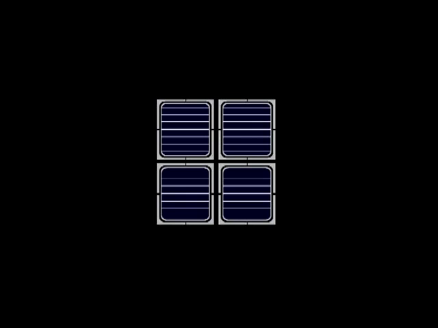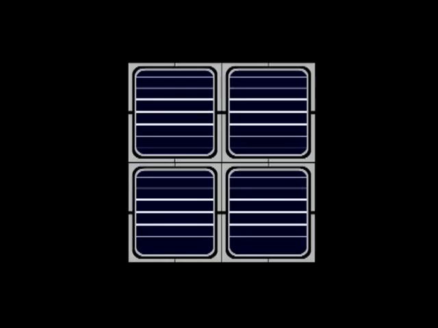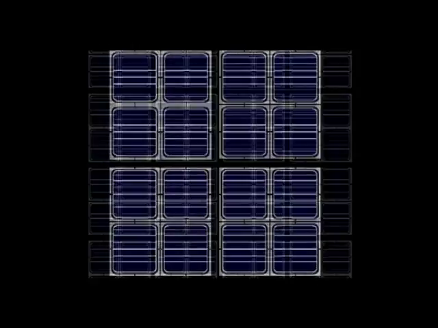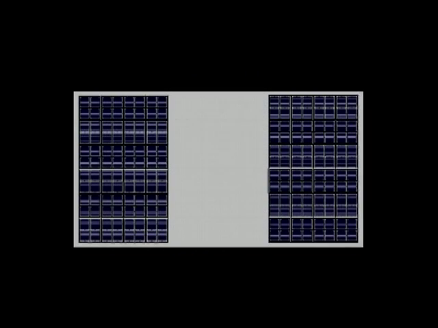These cells come in various shapes and sizes. However, an individual cell can typically only produce a small amount of power. The cells can, in turn, be connected together to form modules, and the modules can be connected together to form an array. The size of an array is dictated by two main factors: the amount of sunlight available in a particular location and the power needs of the consumer.